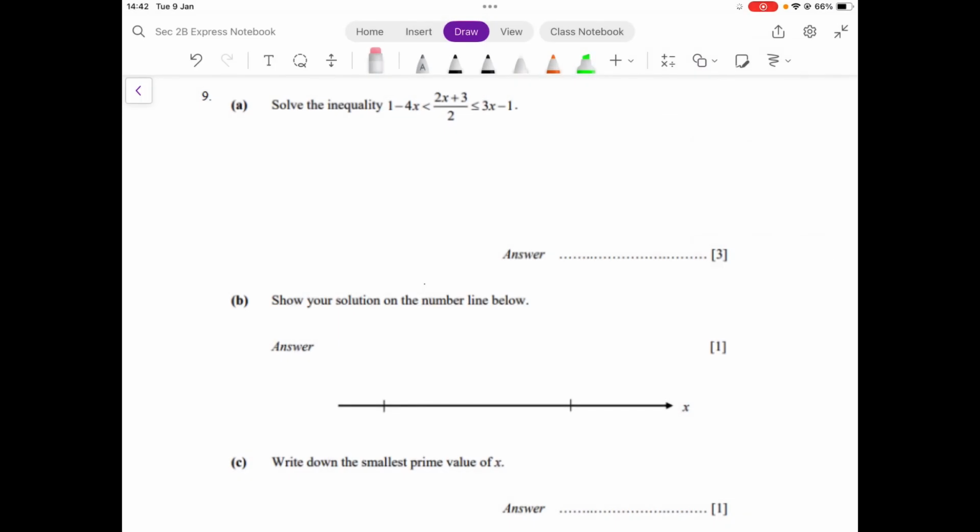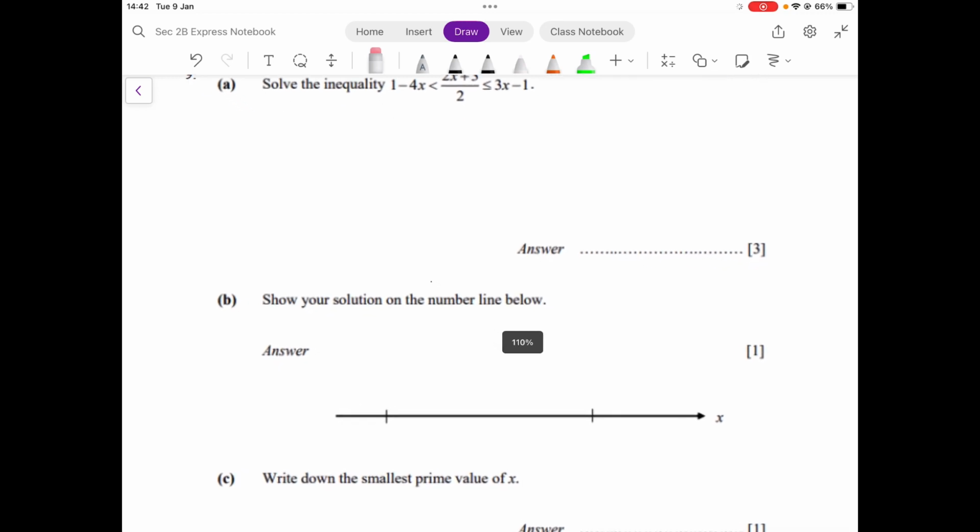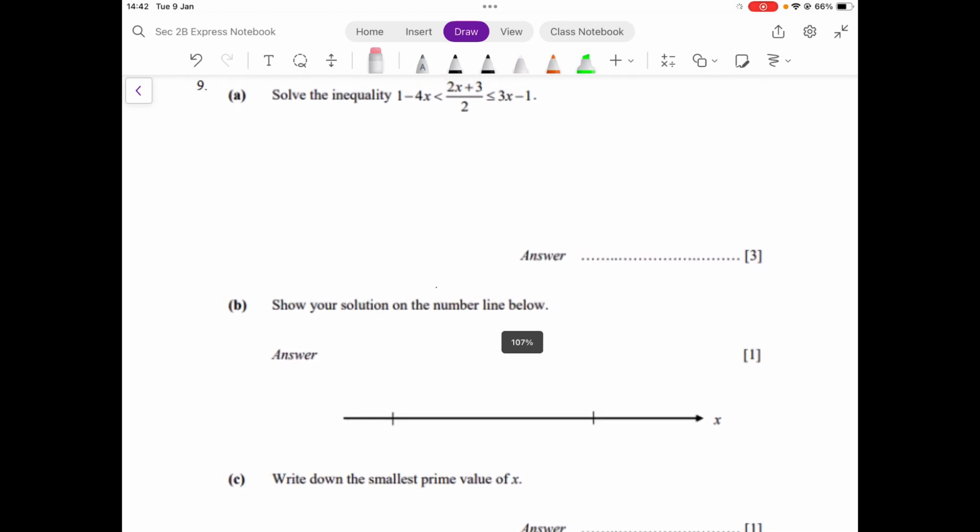Okay class, for question 9, I forgot to mention that this is actually a Sec 3 topic. Okay, but it's only slightly more advanced of what you need to know. Right, so for this, because you have two inequality signs, you need two inequalities to solve, right?